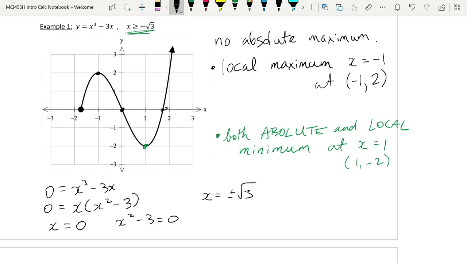Now, the minus square root of 3 happens to be, if you look up here, a restriction on my domain. So that's why there's an endpoint there instead of an arm going down, which is what this thing would normally have, right? It doesn't have a restriction heading the other way, going to the right, so that's why I have to put an arrow up here, and that's why I don't have an absolute maximum to this thing.